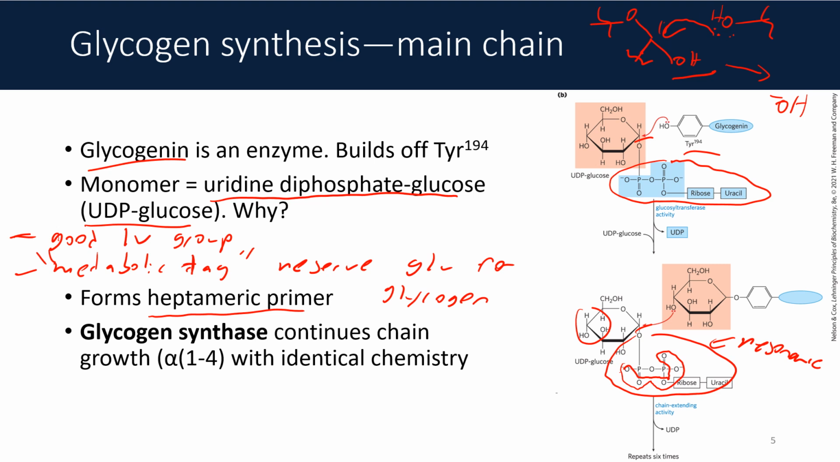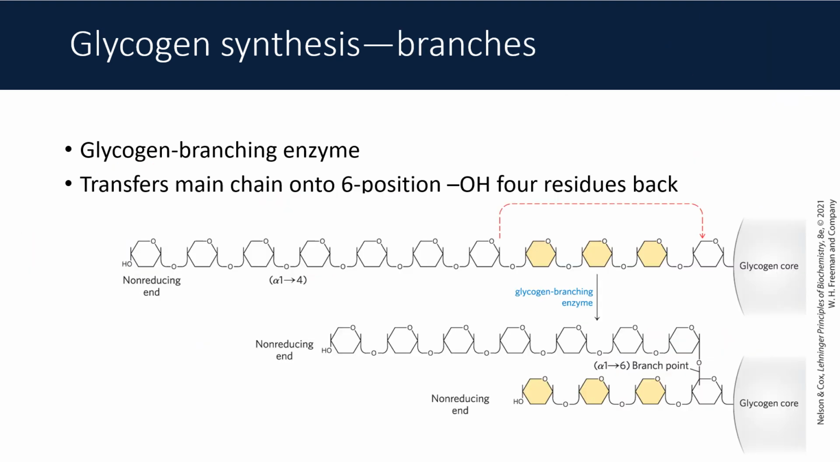And that's where glycogen synthase comes in. This is an enzyme that can build off of the heptameric primer and also any of the non-reducing ends presented on glycogen. And it will proceed building these alpha 1,4 linkages with identical chemistry to the mechanism of glycogenin. Glycogenin and glycogen synthase are all it takes to extend a chain of glucose units. To make them branched, however, we need to use a separate enzyme called glycogen branching enzyme.